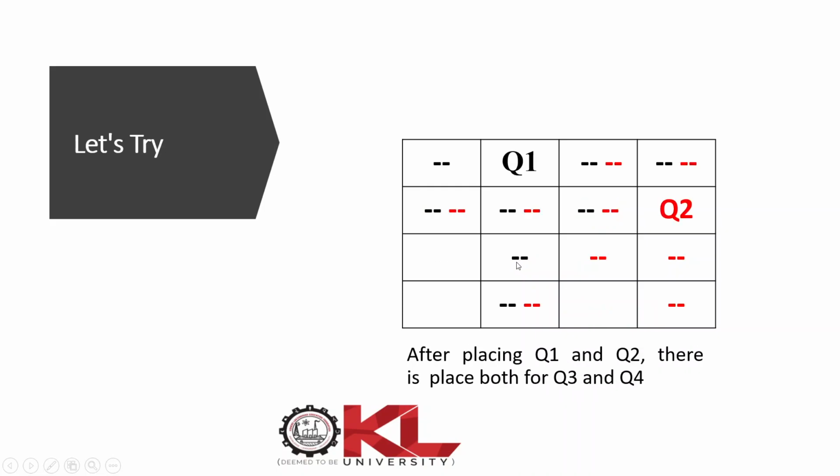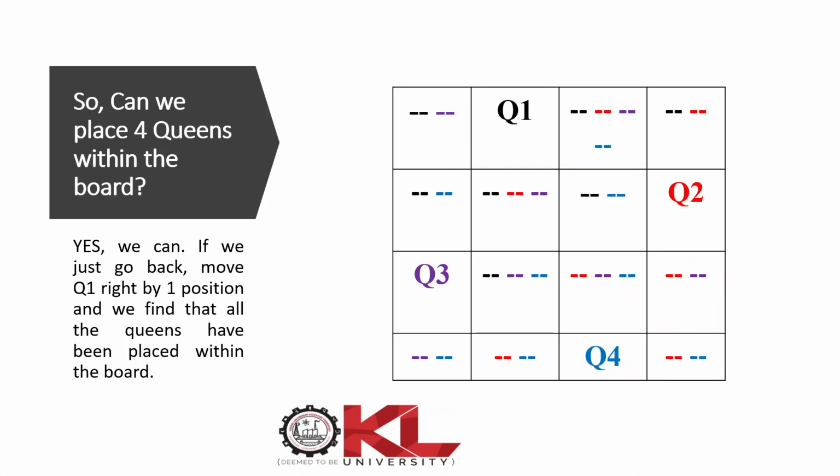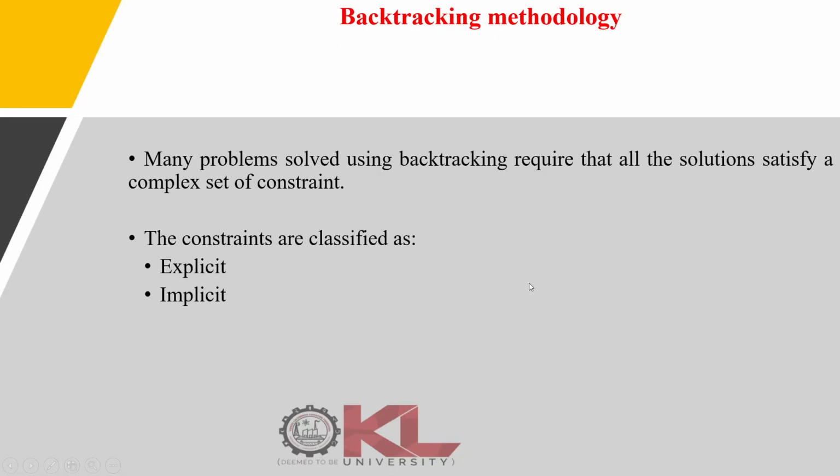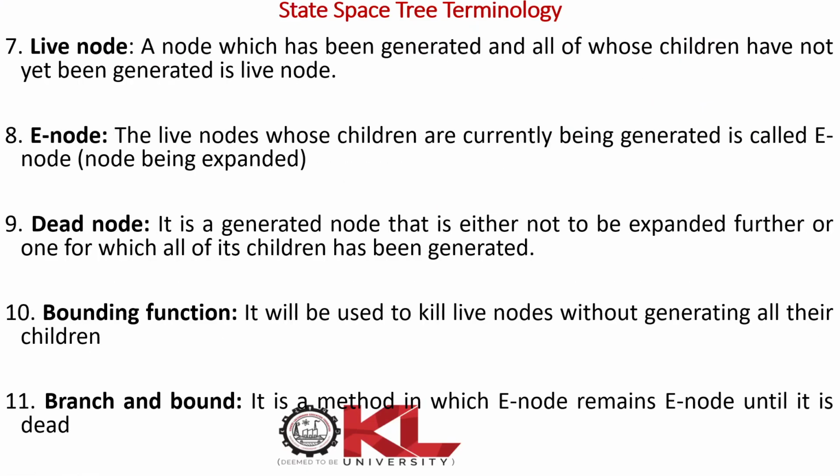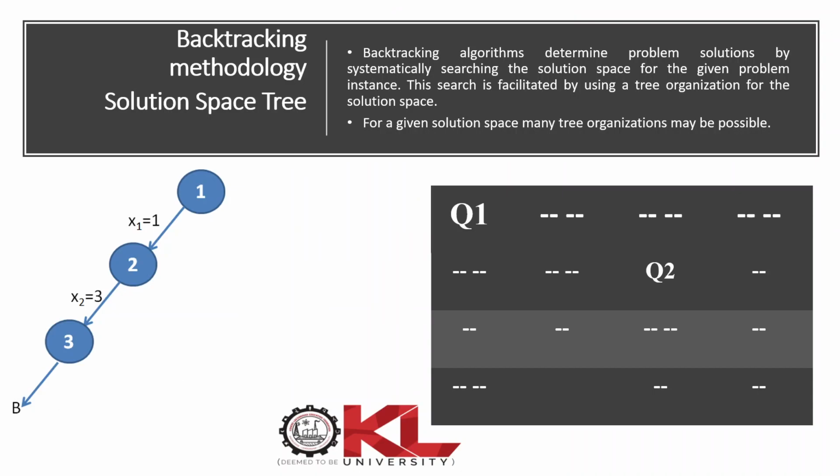So without placing queen 3 directly, we backtrack one step back, and we change the position of q1. After changing the position of q1, you can place q2 here. After placing q2 here, you can place q3 here. After placing q3, you can place q4 here, so that no queens will collide. So in this way we can do this, but for that we need to draw some graphs. So we need to draw a state space tree for this purpose.